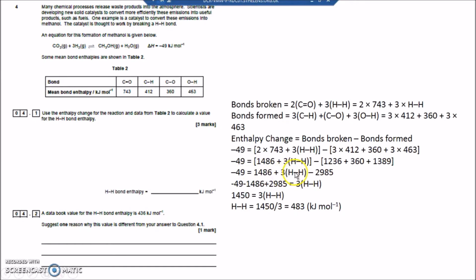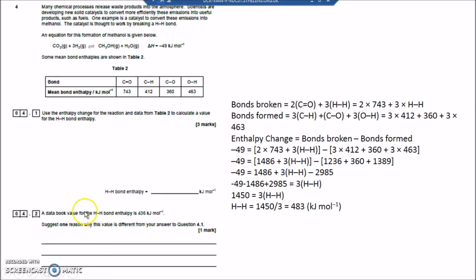1486. Add 3 lots of the H-H bonds, which I don't know, take away 2985. Take the minus 2985 across the other side, it becomes a plus. 1486 plus becomes a minus, and that equals 1450 is the value of 3 H-H bonds. So 1 H-H bond is 1450 divided by 3, 483.